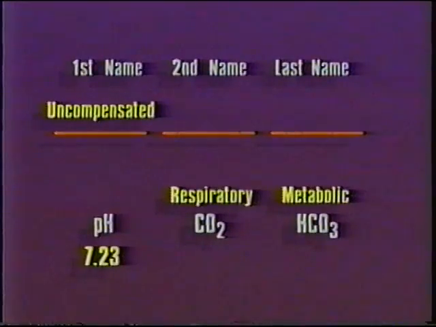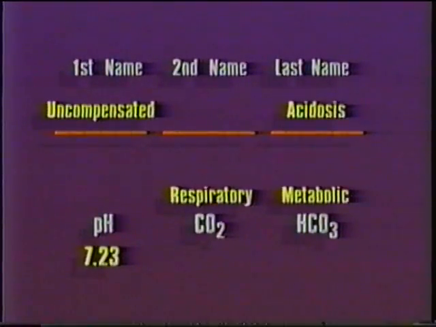Right, uncompensated. Next we'll choose the last name. Is the pH acidosis or alkalosis? If you said 7.23 is acidotic, you're right. The baby's last name is acidosis. So now we have a first name of uncompensated and a last name of acidosis.